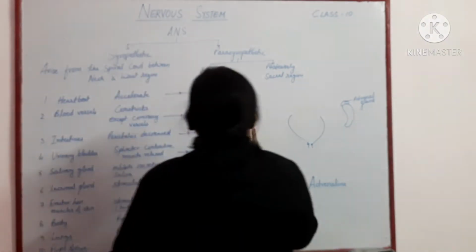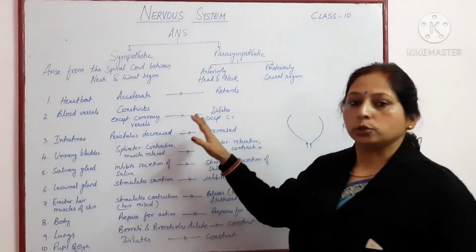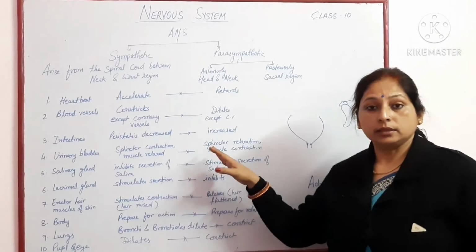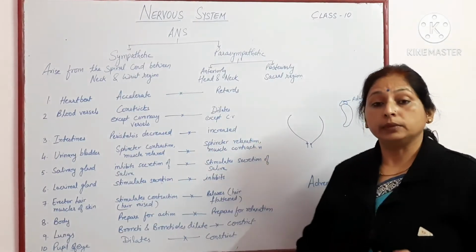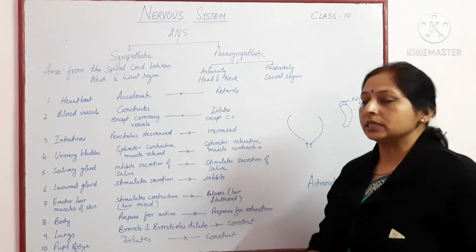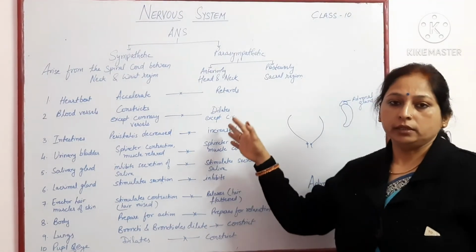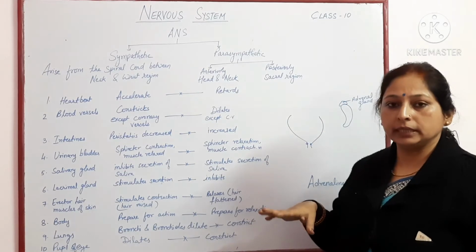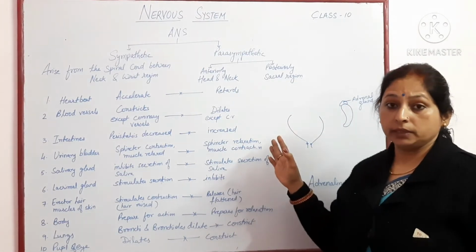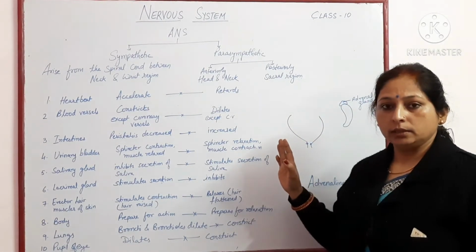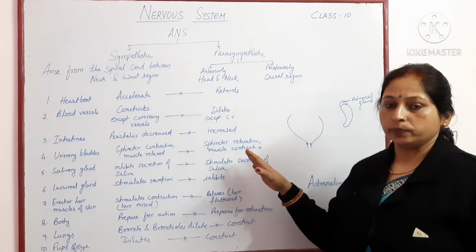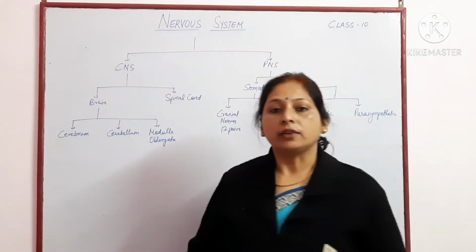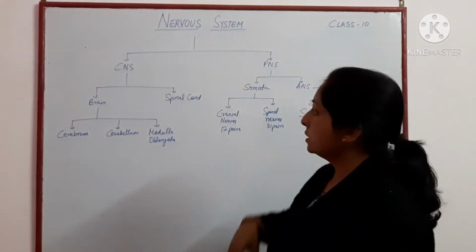Now for this, by the picture shown in this diagram, you can easily understand. As you can see, the function of sympathetic and parasympathetic is shown in this diagram. Okay, so just have a quick look at the nervous system.